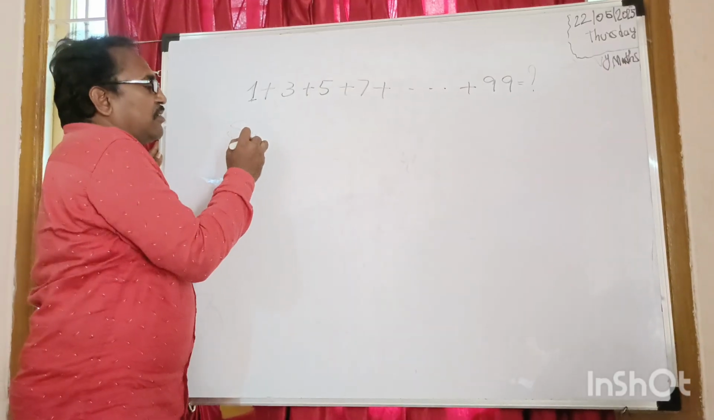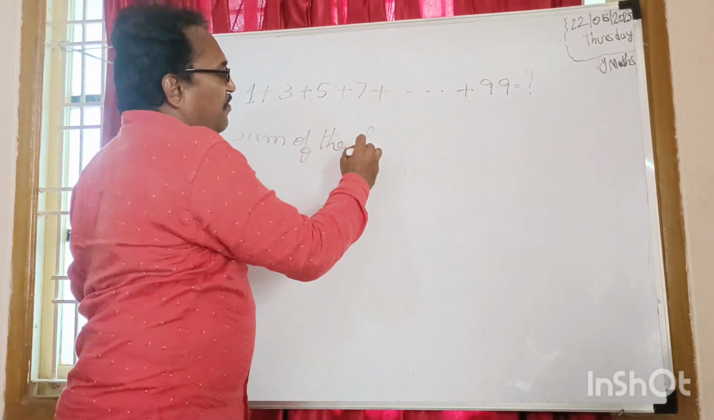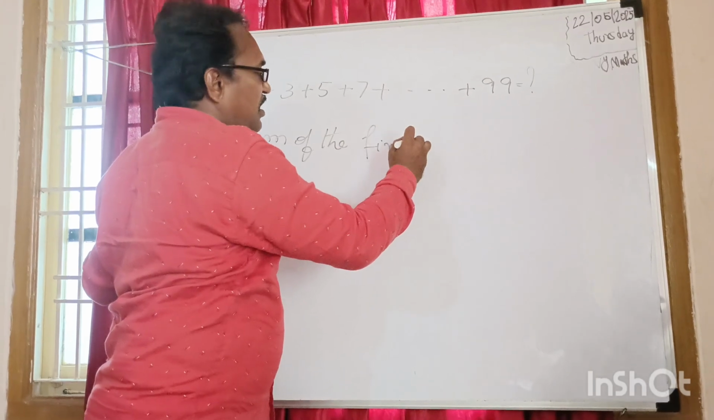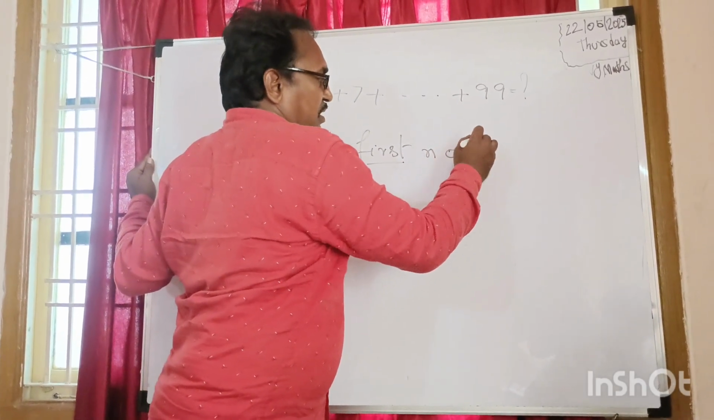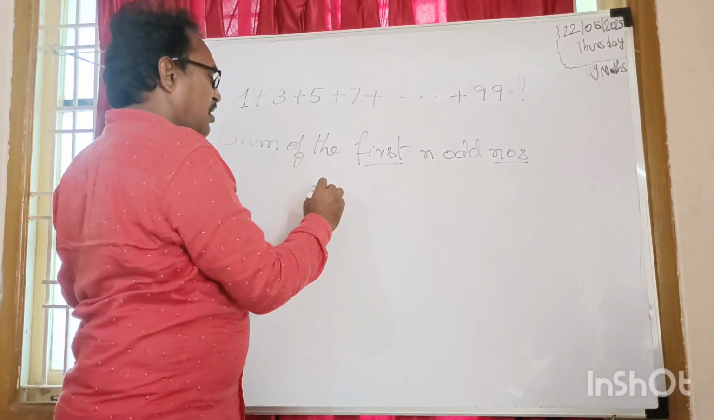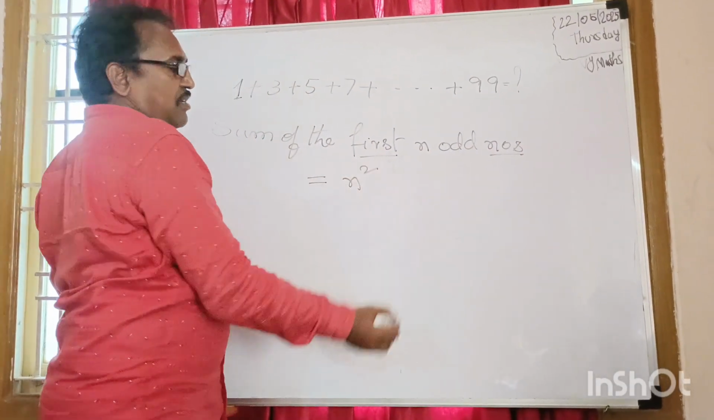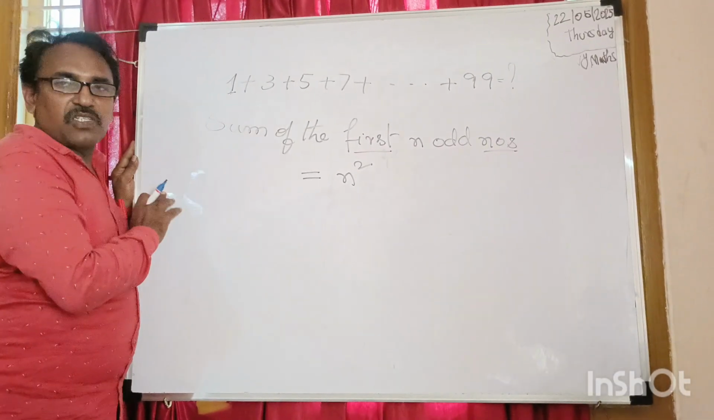Sum of the first, this word is important, sum of the first n odd numbers. Sum of the first n odd numbers is equal to n square. This is the formula. Sum of the first n odd numbers is equal to n square.